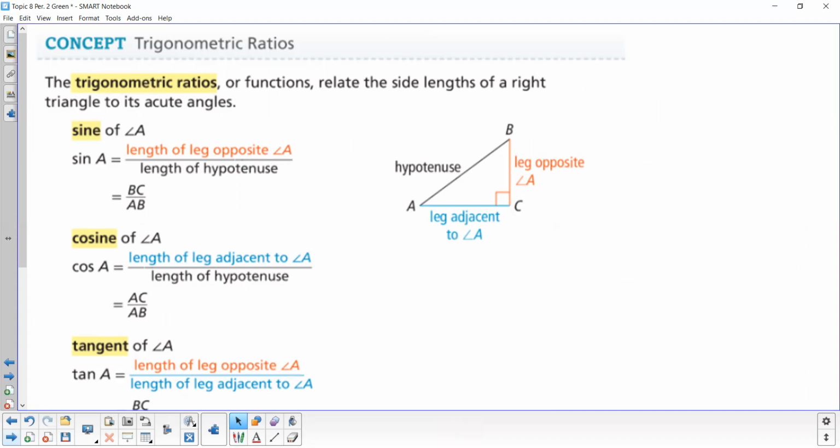Have you ever heard of the acronym SOHCAHTOA? Yeah, every day. No? Well, then you're in luck. Now you'll know what it means, but maybe you haven't heard it. There are three new functions you're learning, or ratios: sine, cosine, and tangent. Okay?